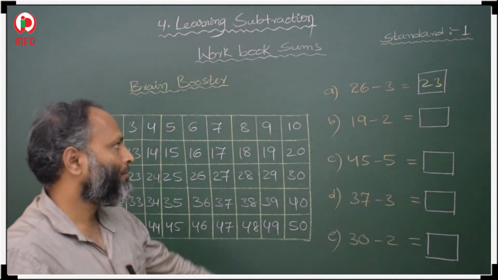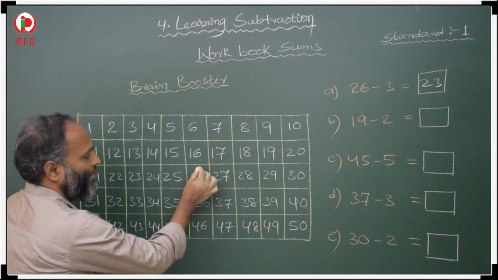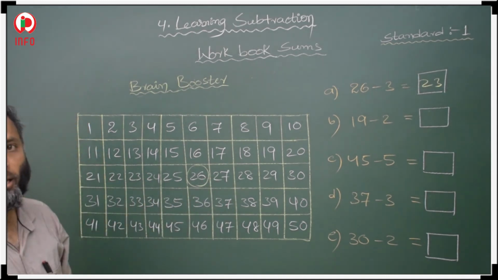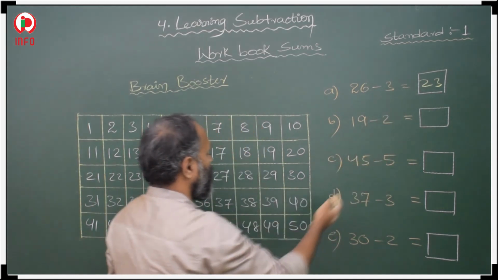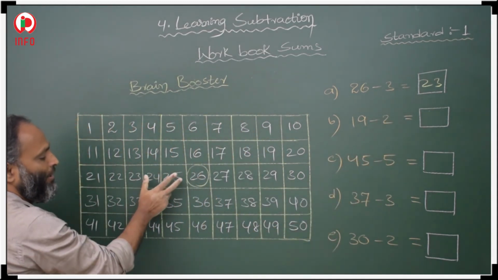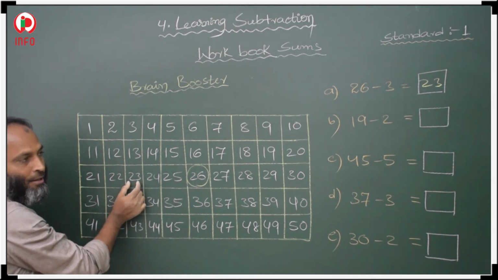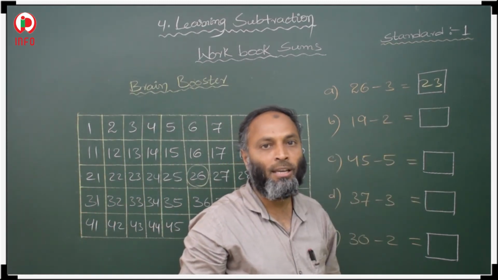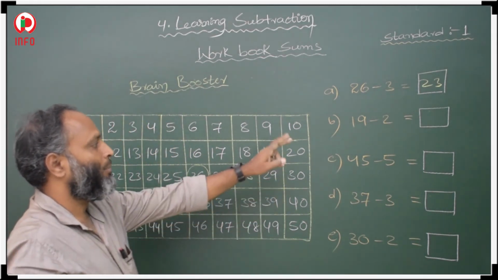Once listen here. First we have to take 26. Where is 26? Here we have 26. From 26 we have to take 3 minus. 3 minus means first number, second number, third number. After eliminating these 3 numbers, till 23 is left. So that means 23 is our answer. Next, B, 19.